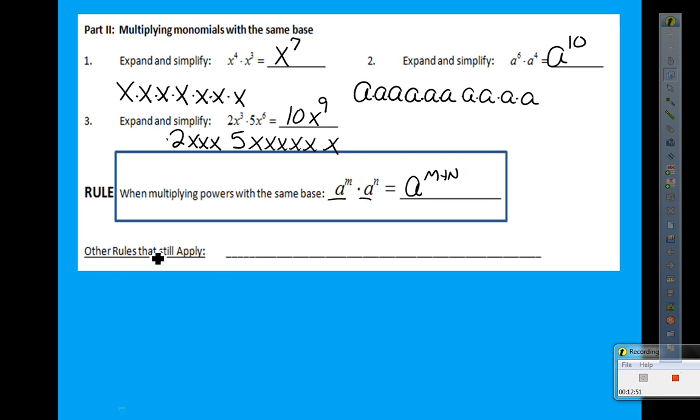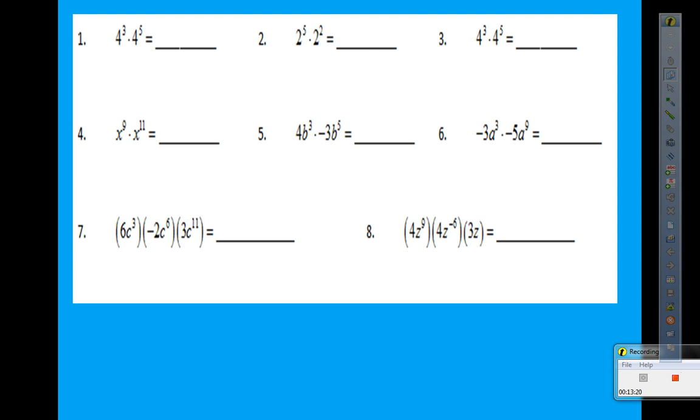Down here it says other rules that still apply. If you see a negative exponent, shift it down to the denominator. If that negative exponent is already in the denominator, shift it to the numerator. Okay, so now we're going to apply some more rules. And like I said, leave your calculator alone. It's better off if you master this without your calculator, because your calculator is not going to help you with variables anyway.